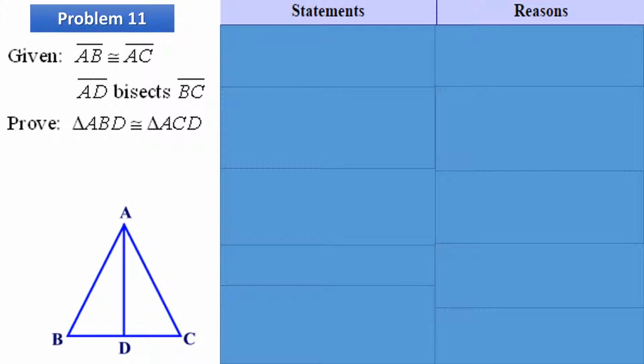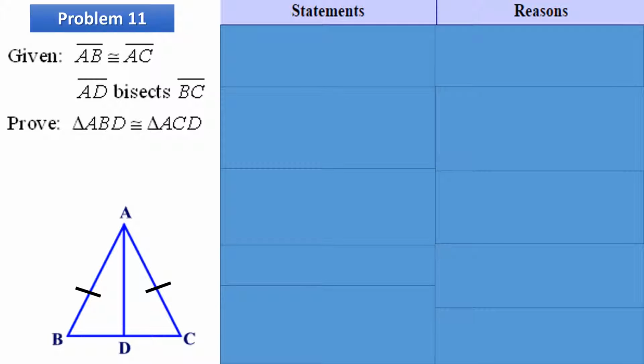Alright, problem number 11 on your worksheet has to do with a proof. We're going to go over proof real quickly. What's the first thing you want to do with a proof? Well, look at the givens and put what you know onto your triangle. It says that segment AB is congruent to segment AC. Mark your triangle with congruency marks.